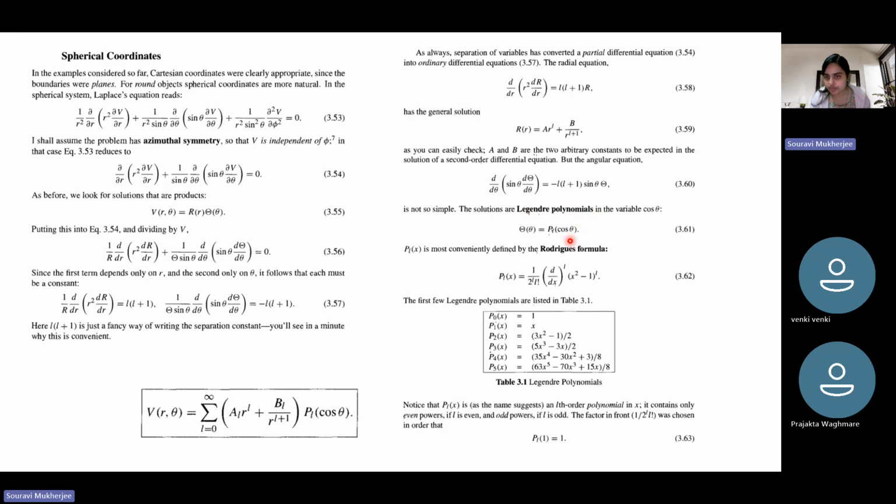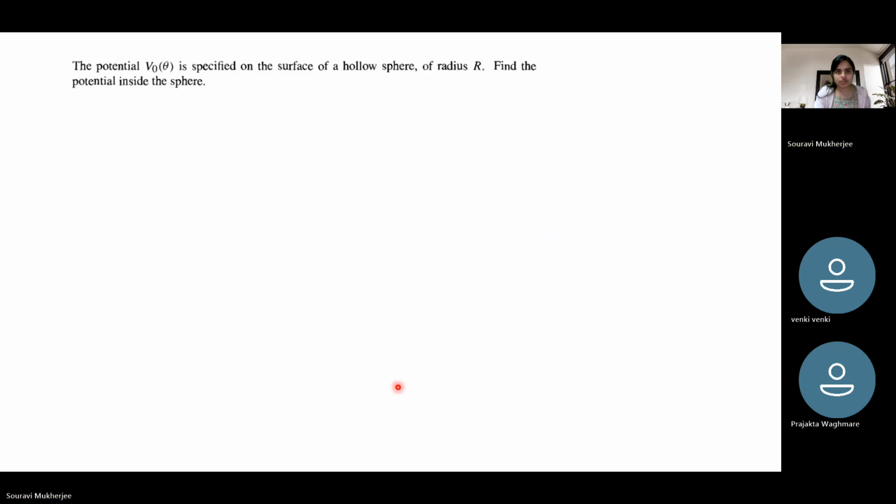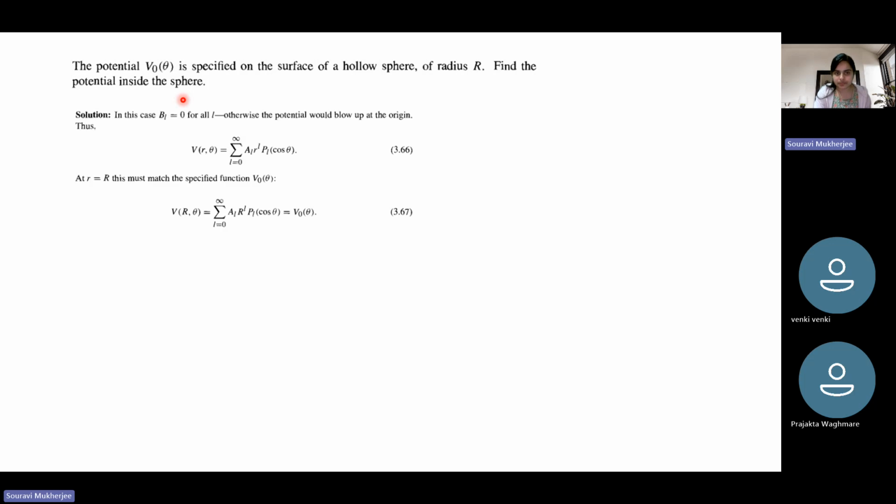Okay, the Legendre polynomials for different values of L can be written using the Rodrigues formula. So this is your theta, this is your r, and this is your general form of potential. Now, if the potential V naught is specified on the surface of a hollow sphere, find the potential inside the sphere. Okay, so how do you do it?